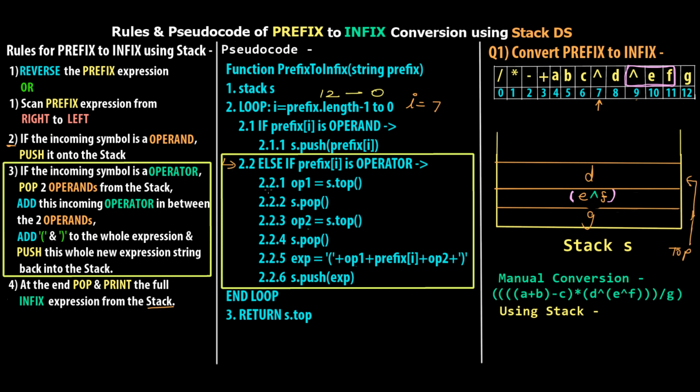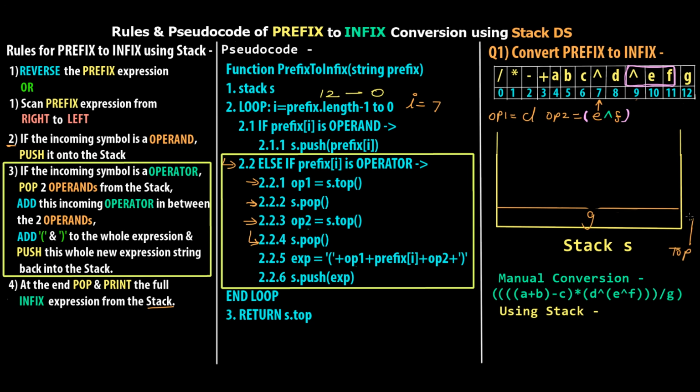In 2.2 we have 2.2.1, we create op1. So I'm gonna write op1 over here. It is gonna be the top of the stack. What is the top of the stack? Currently it is D. So this is done. Then we move to 2.2.2, we say s dot pop, which means we remove this D from the top of the stack. So the new top of the stack is this sub infix expression, right? Then we say 2.2.3 is op2. Let's create op2 and it is going to be equal to s dot top, which is this sub expression only. So let's write that sub expression over here. Then we say 2.2.4, s dot pop, again remove this top of the stack. So the new top of the stack is G.